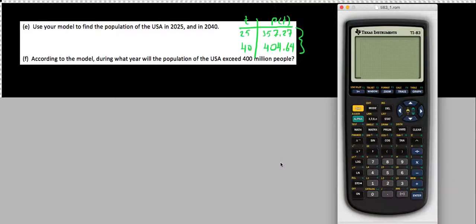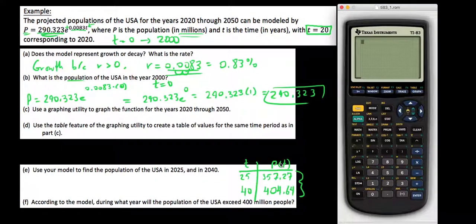Our model was 292.323 e to the power of 0.0083, and this would be times the time, which is 25 years. You see that we get the same value that we had gotten before. Wait, I typed this in incorrectly. 292.323, we have e to the 0.0083 times 25.